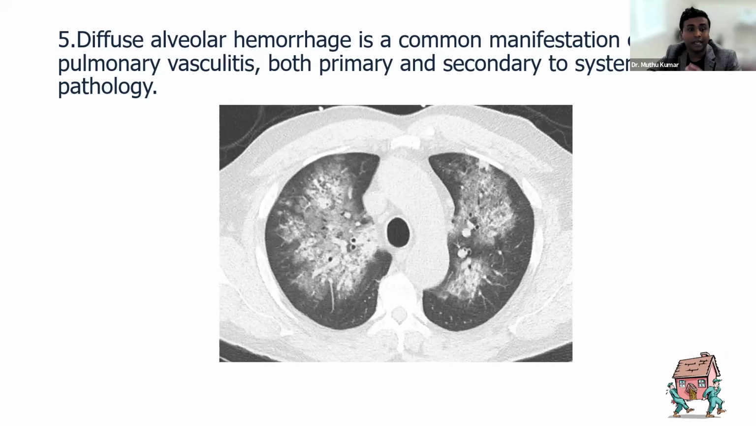When you see ill-defined ground glass, ill-defined centrilobular nodules admixed with ill-defined mass-like consolidation, always have diffuse alveolar hemorrhage in the back of your mind. Do not miss it. If you miss it, hell will break loose. So always have that in the back of your mind.